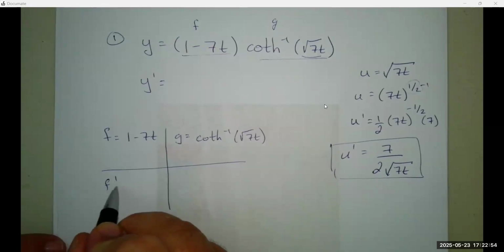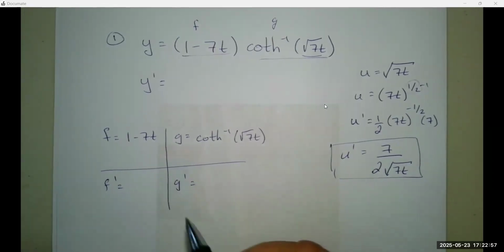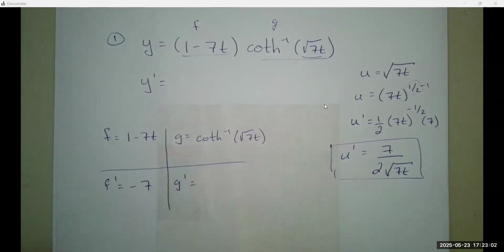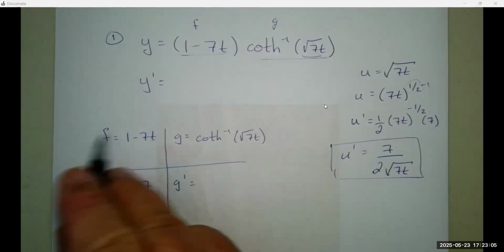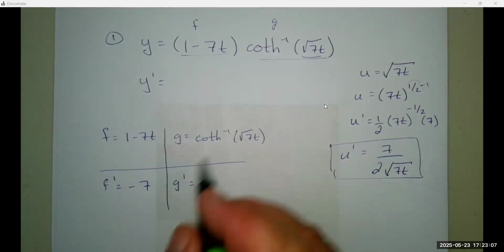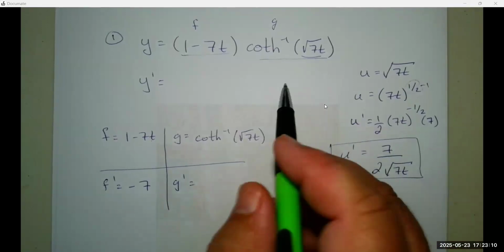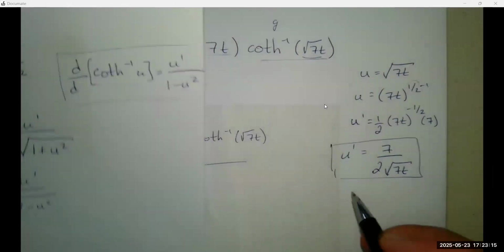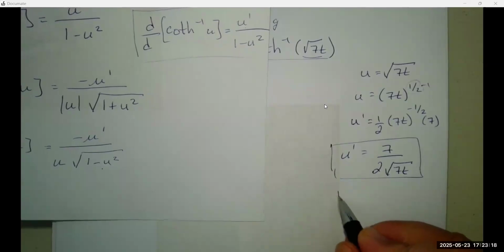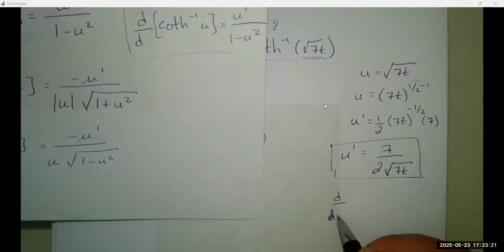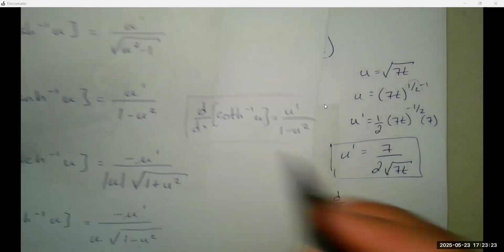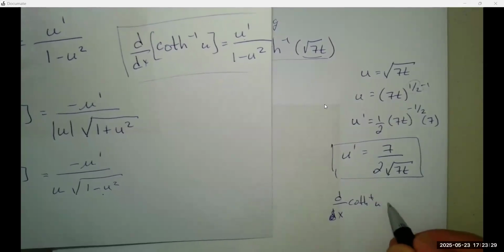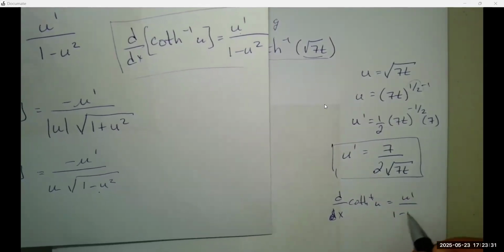Now down here, we do the derivatives of them. The derivative with respect to t of this first one is negative 7, because the 1 disappears, t cancels out. Now, this will use the formula we just had here. So we're going to be using d/dx of inverse cotangent u is equal to u prime over 1 minus u squared.